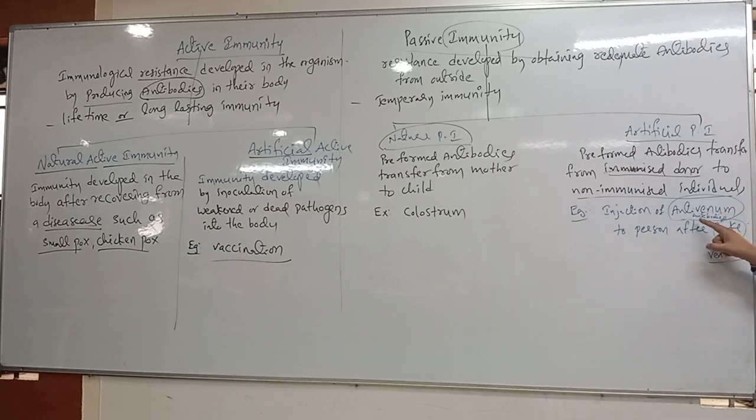In the antivenom injection, there are antibodies related to that venom. So those antibodies catch the venom and can destroy those antigens. Understood? But this is called artificial passive immunity. Here also, ready-made antibodies are given.